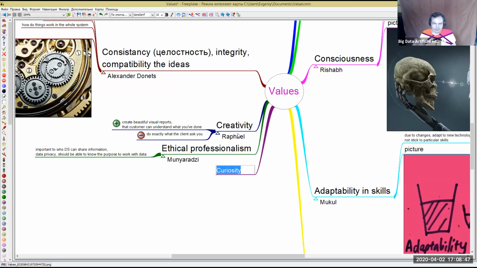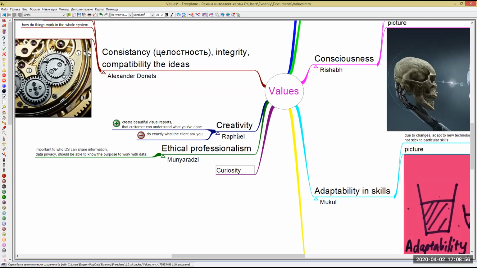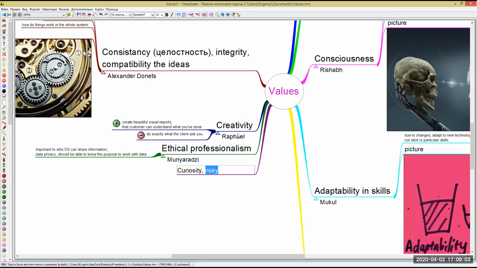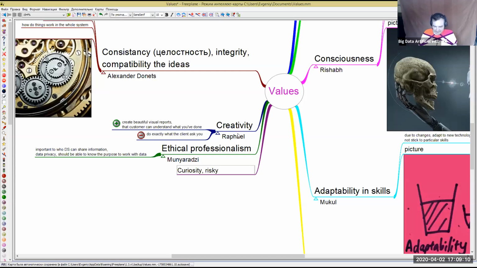Curiosity. So let me check. Любопытство. Yeah. Любопытство. Любознательность. Yeah. And risky? I don't know how to say it in English. Yeah, risky. Авантюрные. Adventurous. Yeah. Предприимчивый, adventurous. Okay.